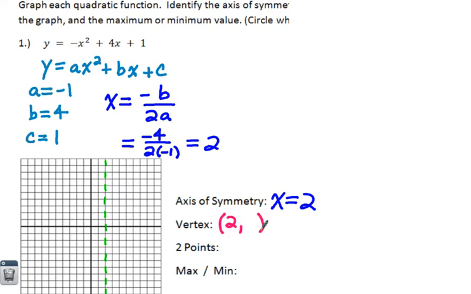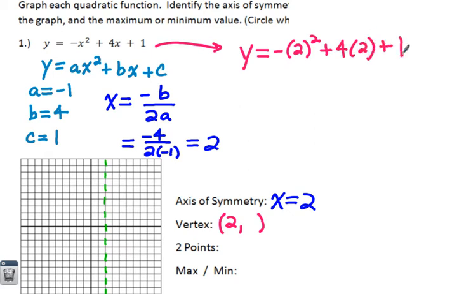Well, the next thing we can do is figure out what the y-coordinate of our vertex is going to be. And we can do that by simply plugging in 2, the axis of symmetry, into the original equation. So this would become -2 squared plus 4 times 2 plus 1.